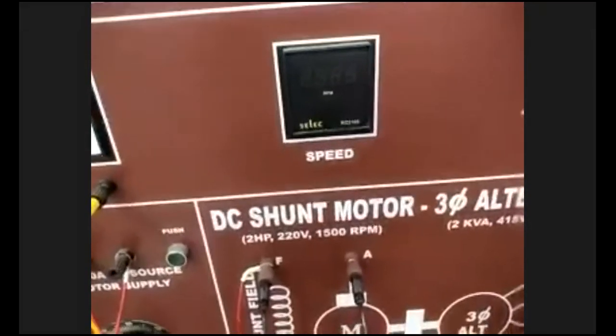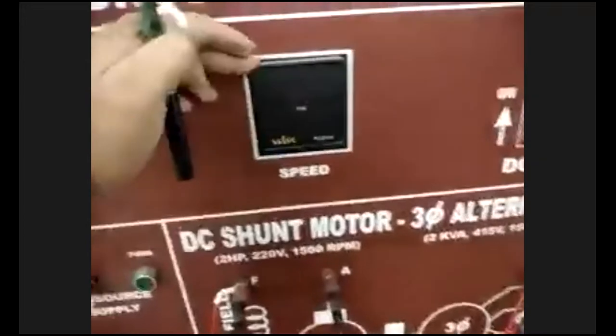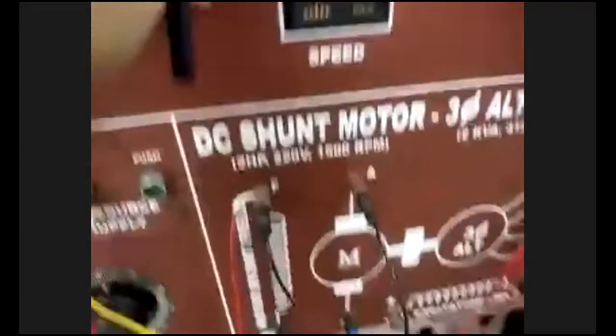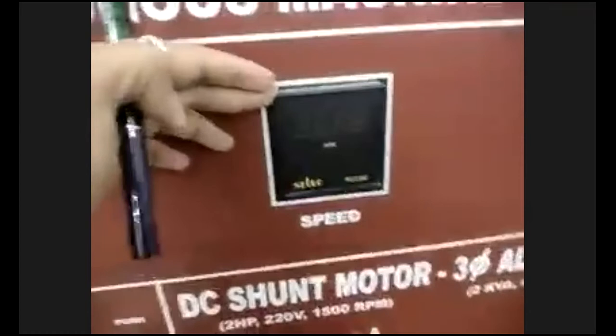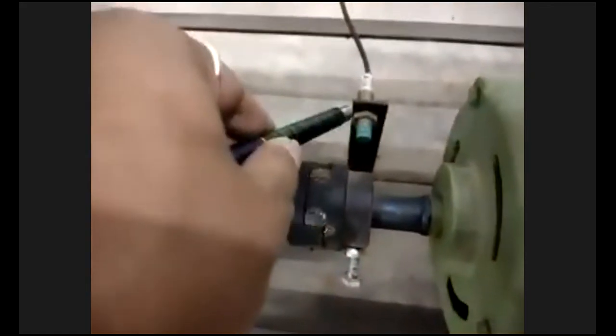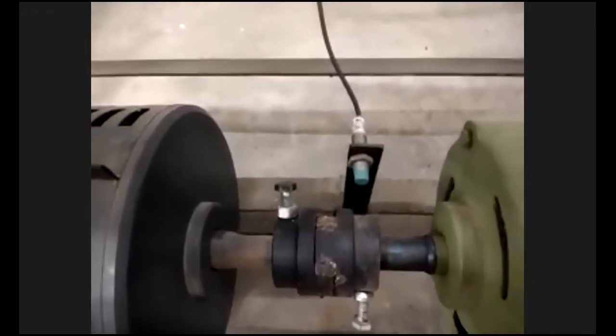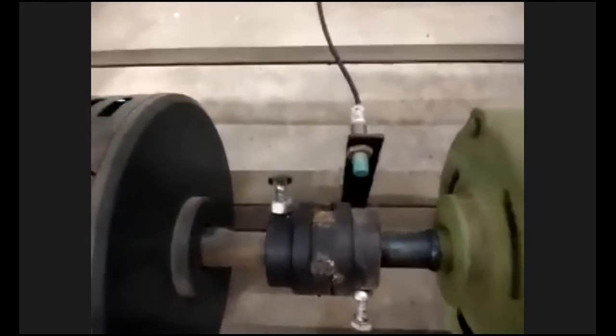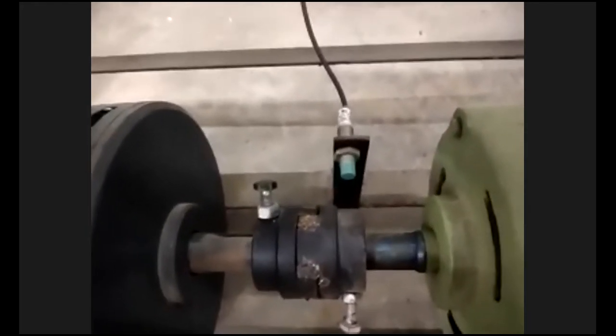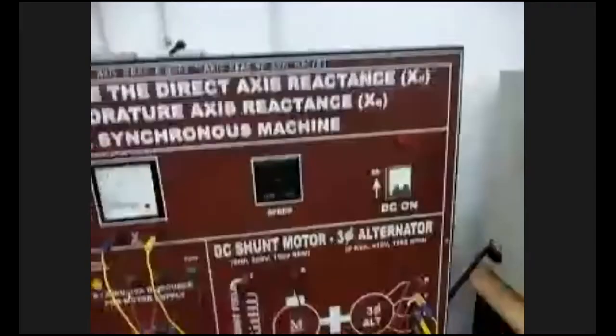Basically it observes the speed of the machine, and the sensor of the digital tachometer is here. You can clearly see this is the sensor. We can also use an analog, contact type tachometer, but here we are using the digital tachometer.